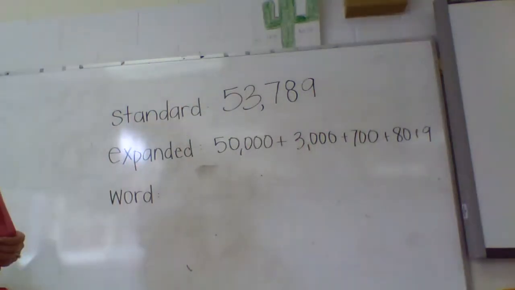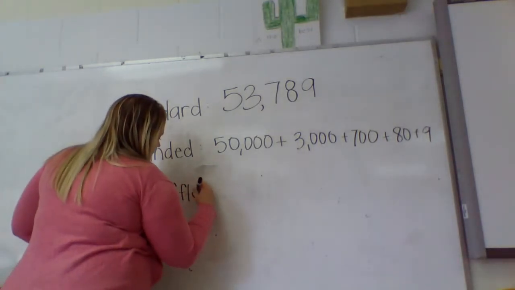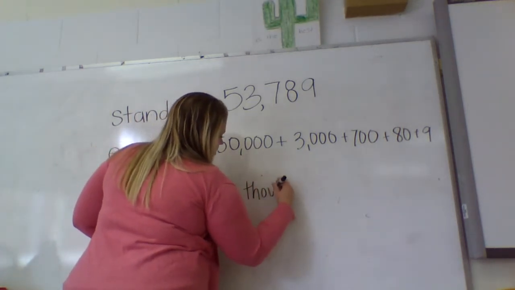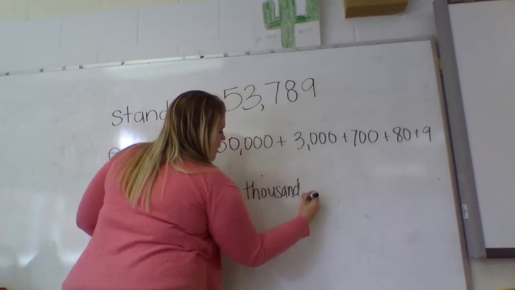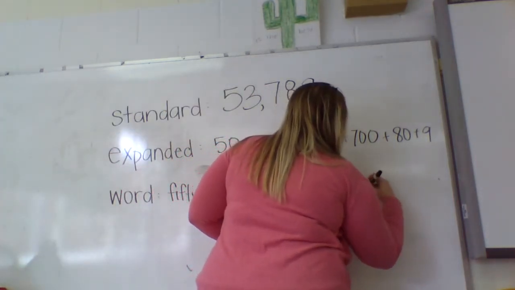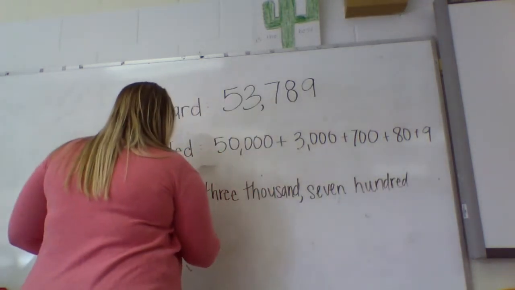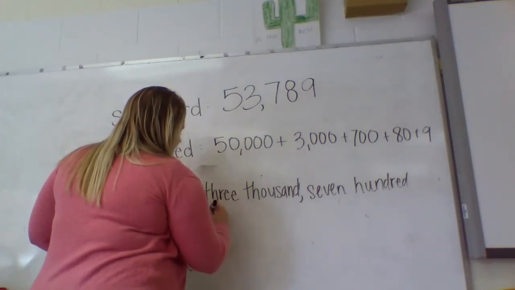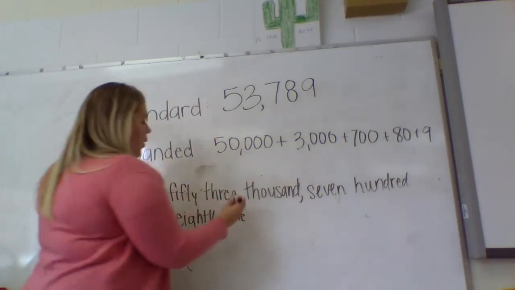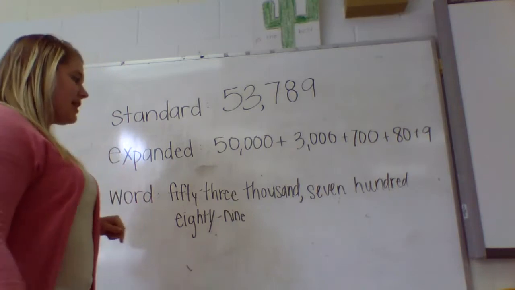When I write that out, I write it out fifty-three thousand, comma, seven hundred eighty-nine. Notice I'm not saying seven hundred and eighty-nine, because we know that the word and means there should be a decimal, and this is all whole numbers, so there's not a decimal there.